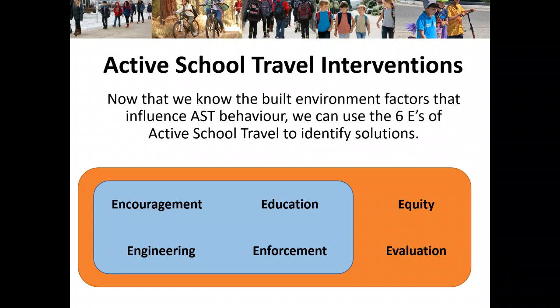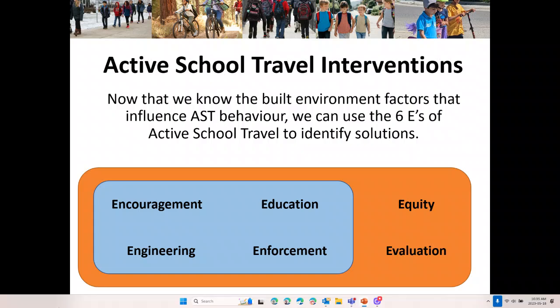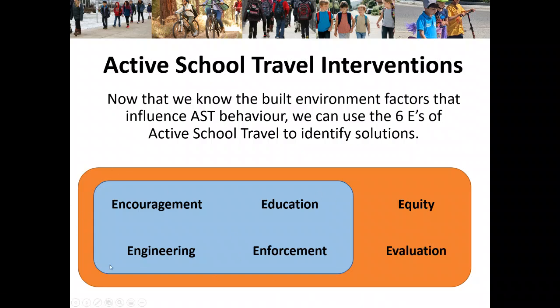So I do want to talk about the 6 E's of school travel planning, which thankfully have already been covered, so I will not go over them again. But I just want to add this little flavor to it where we have the 4 main elements that are part of the actual interventions: encouragement, education, engineering, and enforcement. And that is quite literally the order you do them in. Encouragement and education are the first steps. We want to establish that these things are happening, people are aware, they know the proper way to use it.